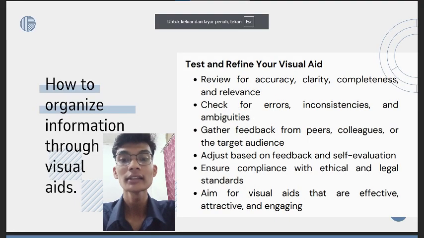Okay, next is test and refine your visual aid. First, review for accuracy, clarity, completeness, and relevance. Second, check for errors, inconsistencies, and ambiguity. Third, gather feedback from peers, colleagues, and the target audience. Next, adjust based on feedback and self-evaluation. Ensure compliance with ethical and legal standards. And the last is to aim for visual aids that are effective, attractive, and engaging.